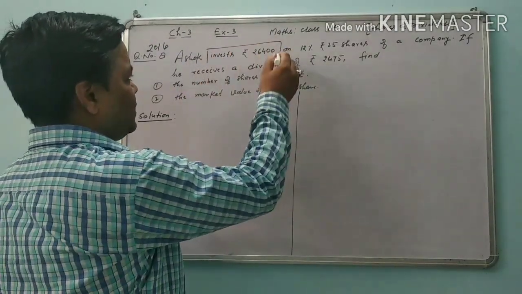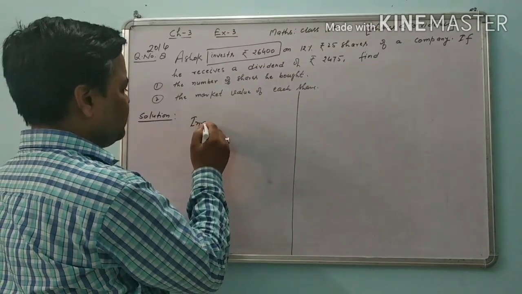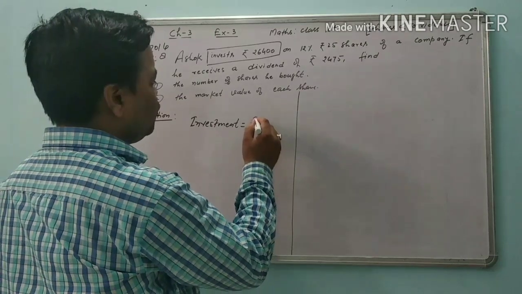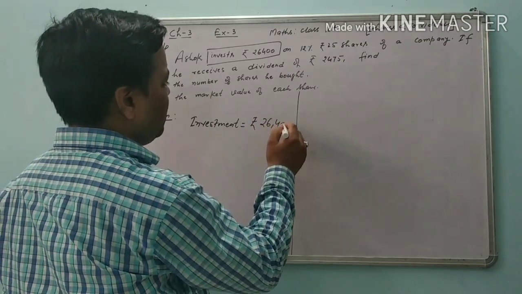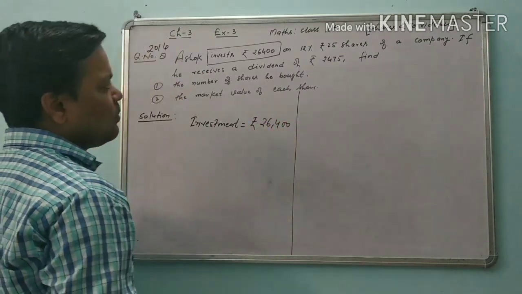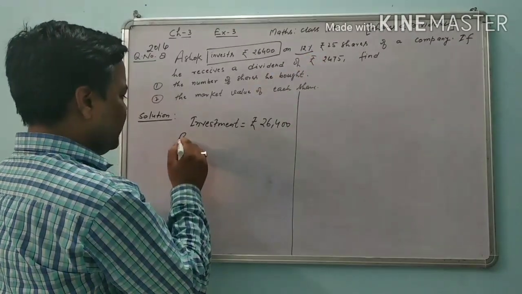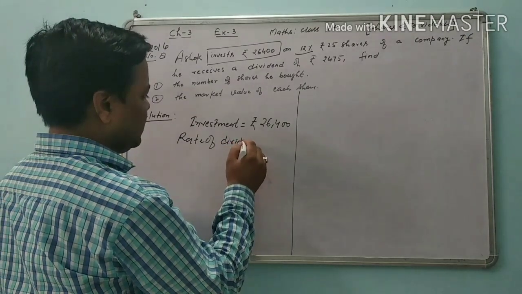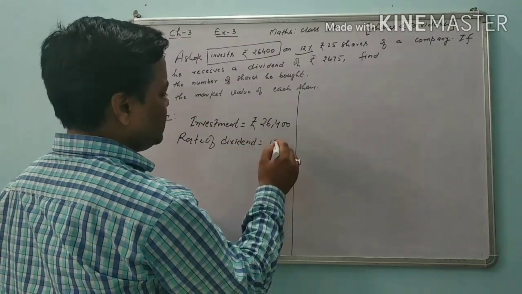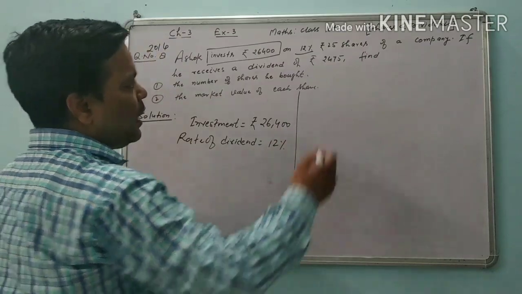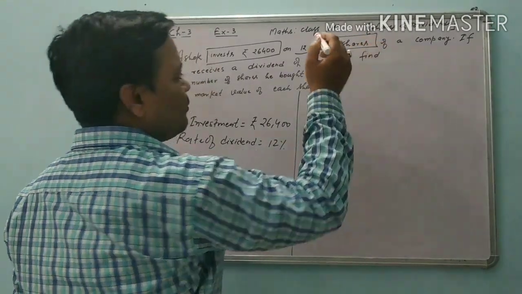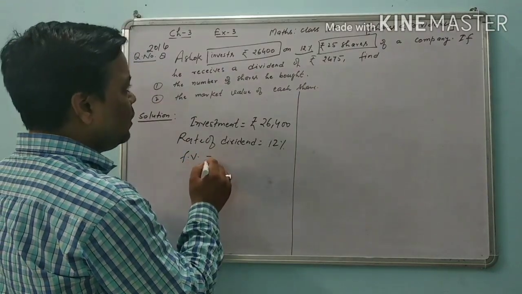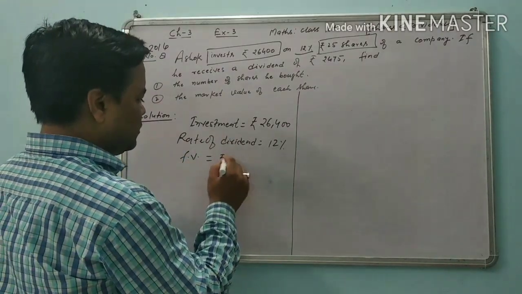In this question, Ashok invests, which means the investment is given, that is rupees 26,400. Again, the rate of dividend is given, that is 12%. And the face value of the share, also called the nominal value, is given: one share is equal to 25 rupees.